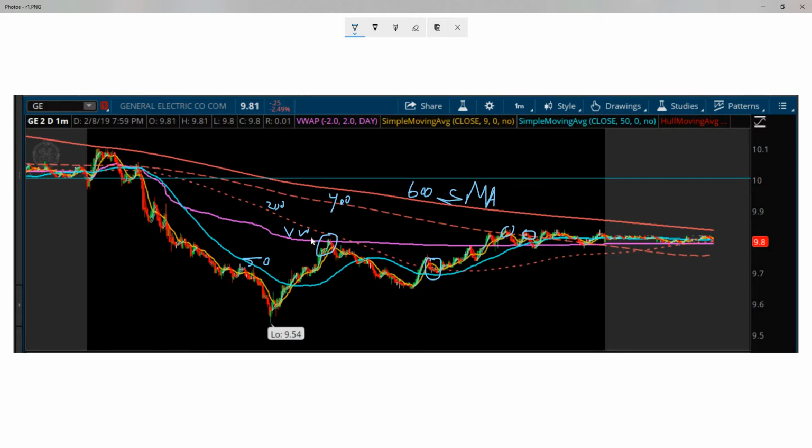If the VWAP is not there, for example, if the VWAP is following right down with the candles, then there'll be no pullback. It has to be where the 50 pulls away from the VWAP and the VWAP pulls away from the 200, 400, or 600 SMA.